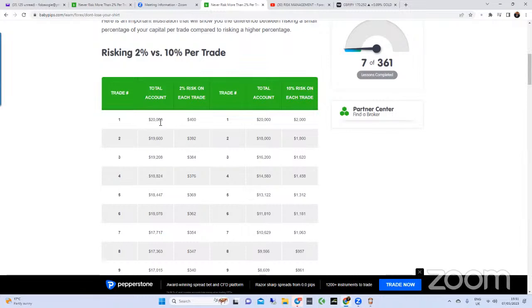Now, assuming you start with a $20,000 account and you risk 2%, that would amount to 400. If somebody else risks 10%, that's 2,000, which basically means if you lose 10 consecutive trades, you are out. And guess what? That is not an uncommon thing among Forex traders, newbie traders.